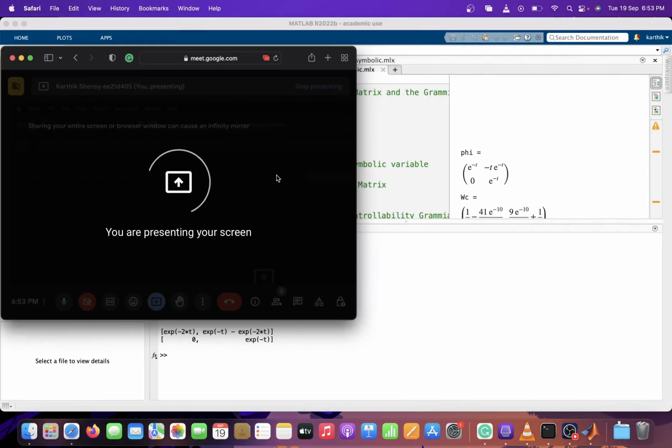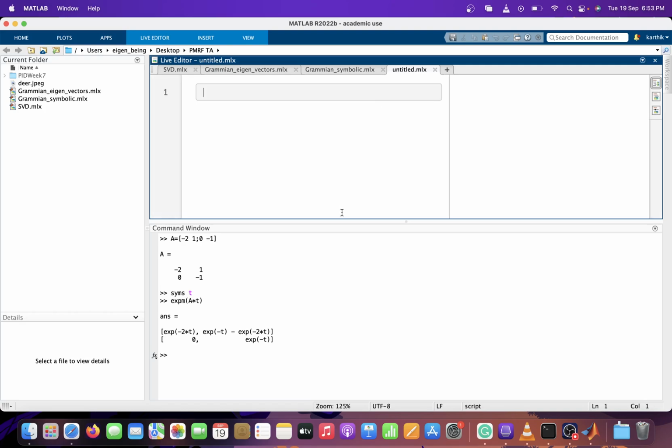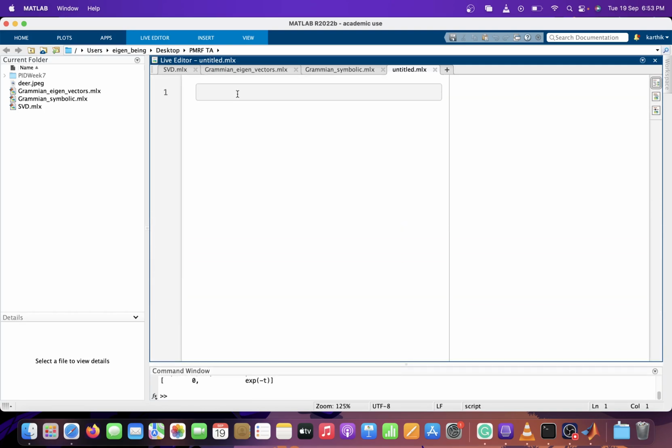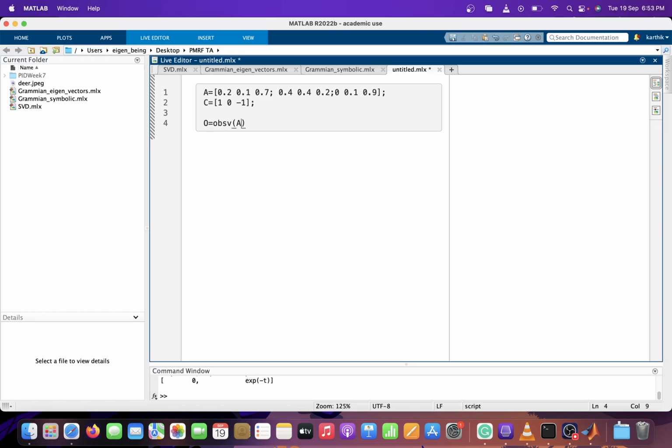Okay, I hope it's visible. So my A matrix is equal to 0.2, 0.1, 0.7, 0.4, 0.4, 0.2, 0, 0.1, 0.9. C is 1 0 minus 1. Now to find the observability matrix, you can write O equal to OBSV of A comma C. I'll just run this for now.